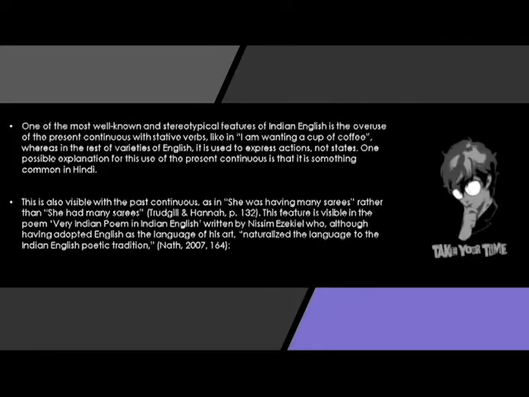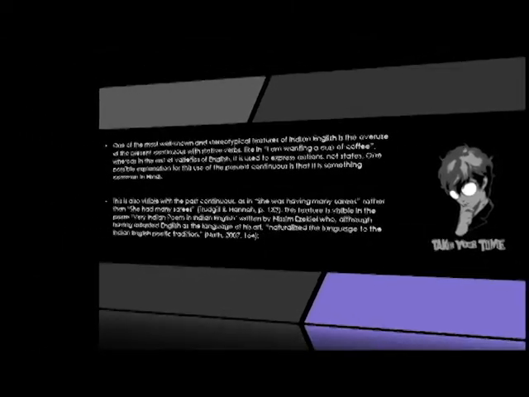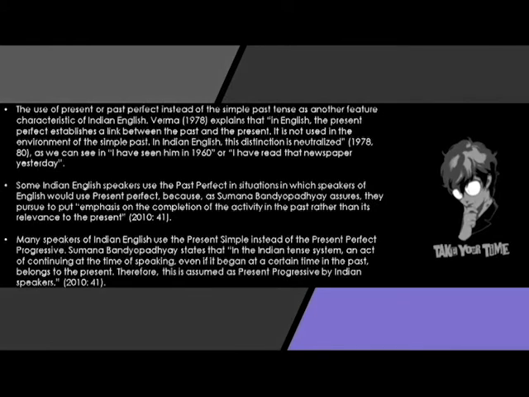With this said, it differs from other varieties of English, where it is used to express action, not states. It can also be noticed in past continuous statements like "She was having many saris," rather than "She had many saris." Another feature of Indian English is the use of present or past perfect instead of the simple past tense. Some Indian English speakers use past perfect, which differs from English speakers' use of present perfect. The reason for this is that Indian English puts an emphasis on what is done in the past rather than what is relevant to the present.